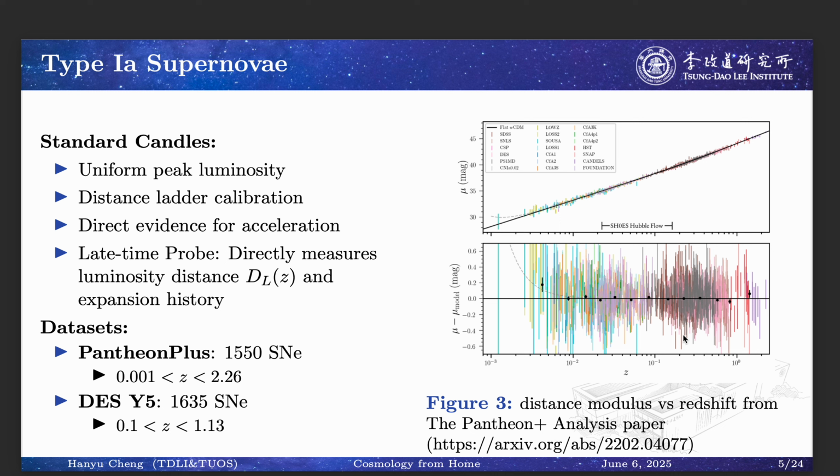The right panel shows different samples of supernovae. The different colors correspond to different samples, and we have more than 1,000 supernovae. This plot is from the Pantheon Plus paper. We can use different cosmological models to fit these supernovae samples. In our project, we include the Pantheon Plus supernovae dataset and the DESY5 supernovae dataset, which have different numbers of supernovae and different redshift ranges.